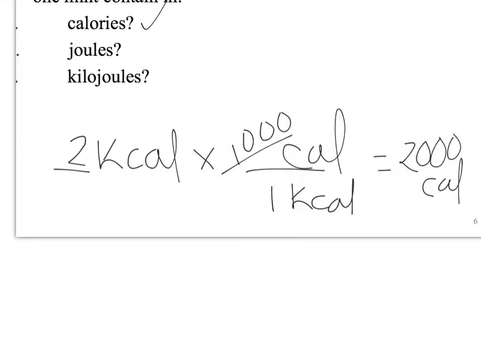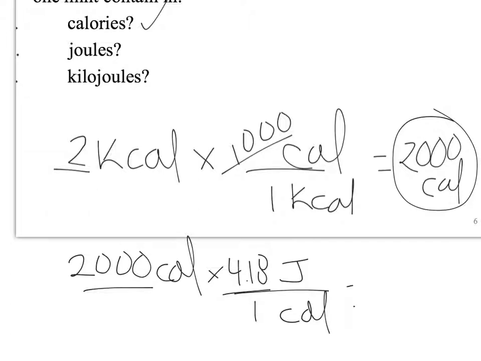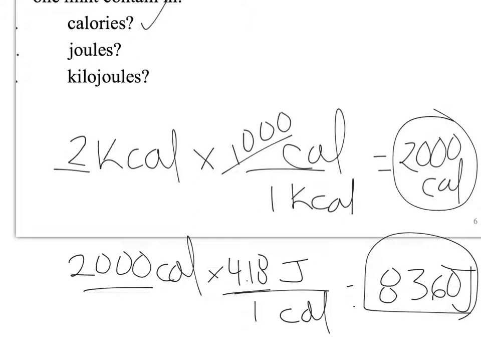Joules. So now we have these 2,000 calories, and we want to go to joules. So we write here the unit that we want to cancel out, which is calories, and in here the unit that we want for our answer. 1 calorie is 4.18 joules. So we multiply 2,000 times 4.18, and we end up with 8,360 joules. That's our answer. We take care of that.